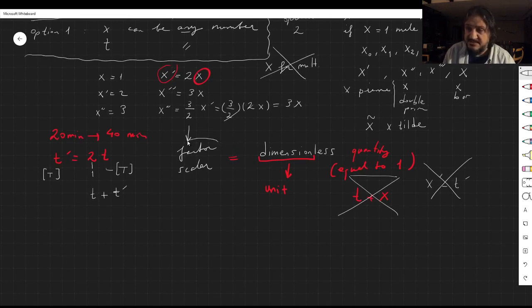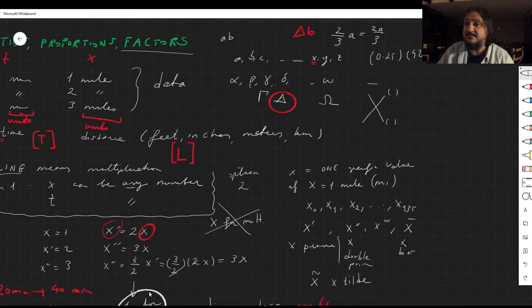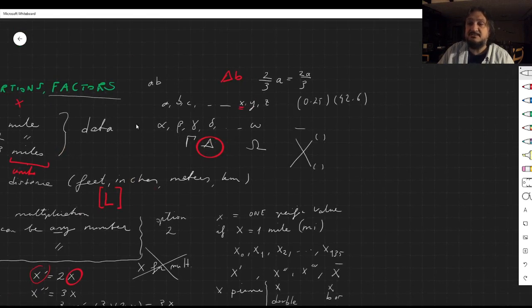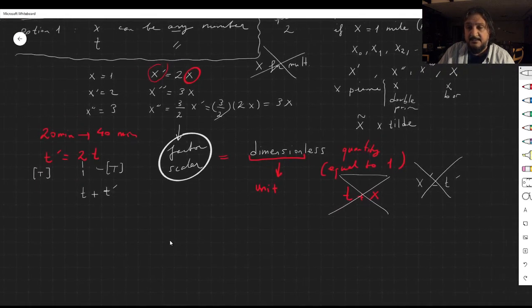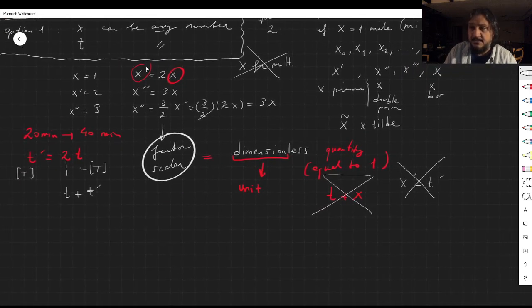Now, can we use a letter to represent this as well? Since we're using letters for everything, right? Yeah, sure, why not? Let's go back to that list here. Why don't we start using those Greek letters now? Alpha, beta, gamma. Let's use alpha. We have x here. Let's say x prime is equal to alpha x. And for t, let's do the same thing. T prime is equal to beta t.